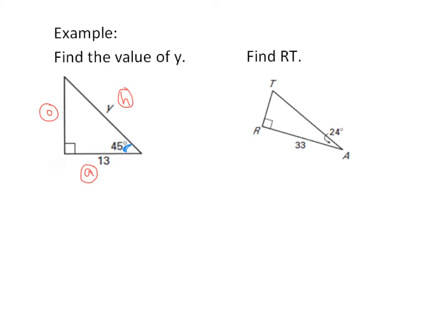This is where you might write SOHCAHTOA on your paper somewhere. This is another way that some people write it. So which of these trig ratios has an A and an H in it? This is the only one. So we know we're going to be using cosine.